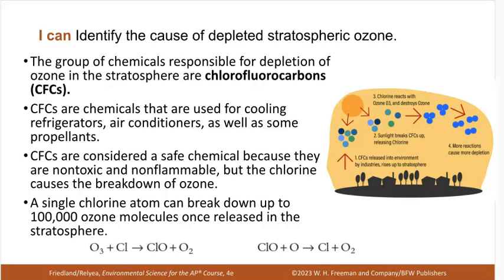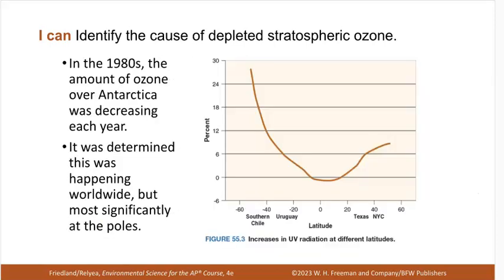But we found out that the chlorine in CFCs, because it's chlorofluorocarbons, so there's chlorine in there, the chlorine molecule, when it gets up to the stratosphere, breaks apart the ozone layer. And this is kind of interesting. A single chlorine atom can break down 100,000 ozone molecules up in the stratosphere. So it was in the 80s that a couple researchers figured out there's a problem, and you can see here that at certain latitudes we have different percentages of ozone.